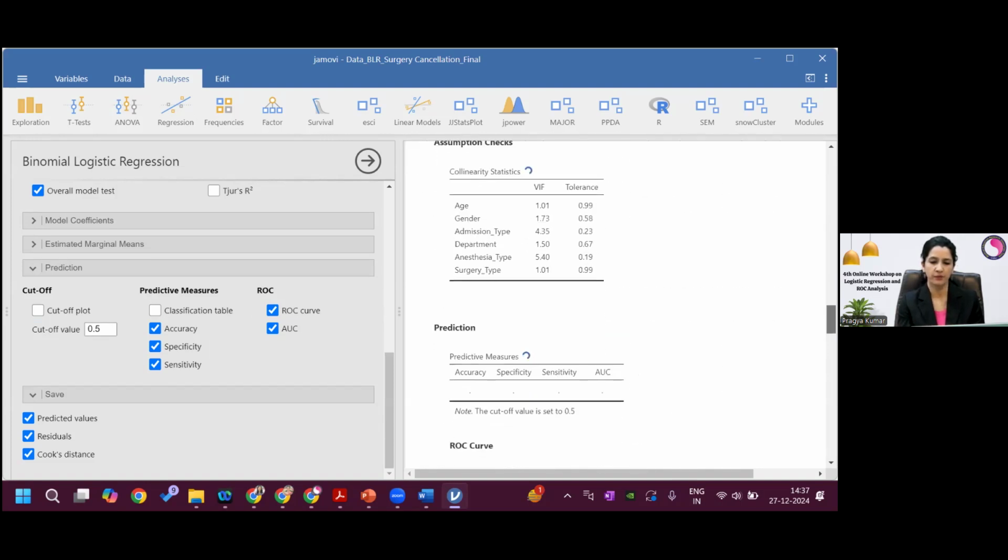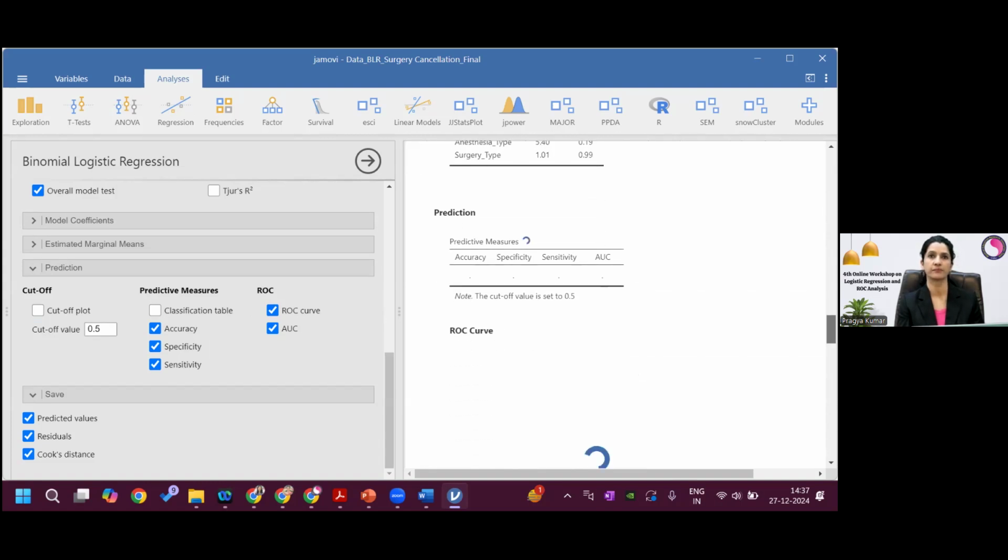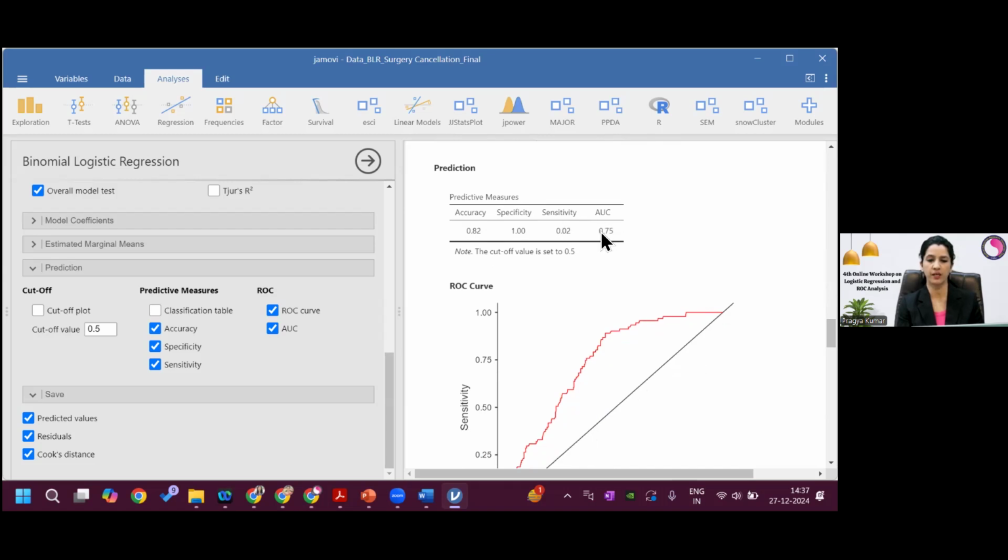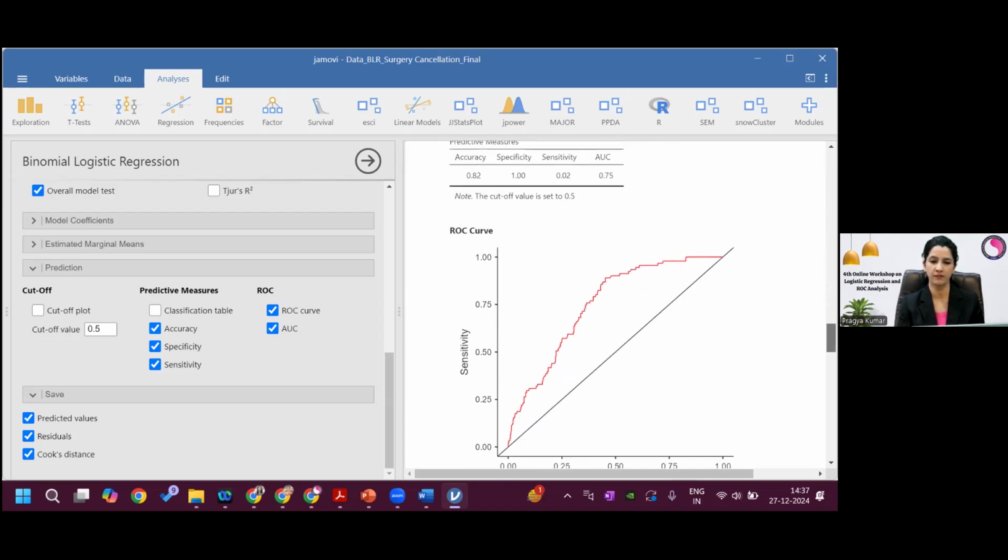So if you come here, you can see this is your predictive accuracy. Accuracy is 0.82. That means it is able to correctly identify 82% of the cases. Here specificity is 1 and the sensitivity is very low. And you can see here AUC is 0.75. Generally the acceptable AUC is 0.7, so it has got a good, acceptable level of area under the curve value.